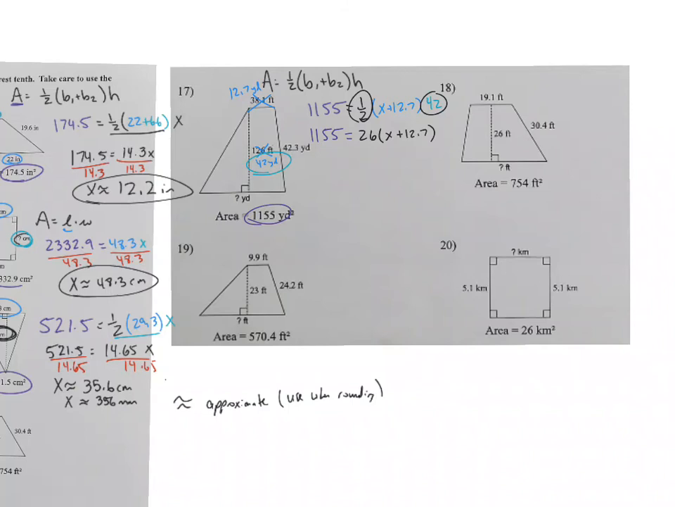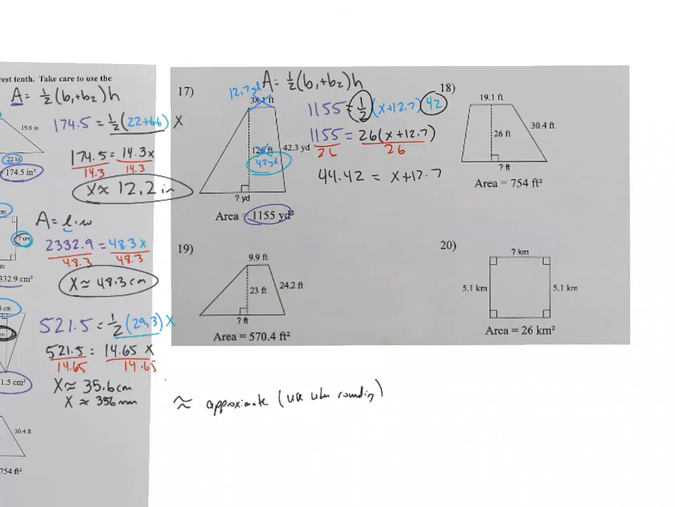Now to get rid of the 26, you could distribute it. That's an option. I just think that takes too long, and it's way better in the long run to always divide to get rid of multiplication. Instead of making things bigger with more multiplication, we get rid of multiplication by division. So I do 1,155 divided by 26. I end up with about 44.42. So I'm going to put 44.42 here equals x plus 12.7.